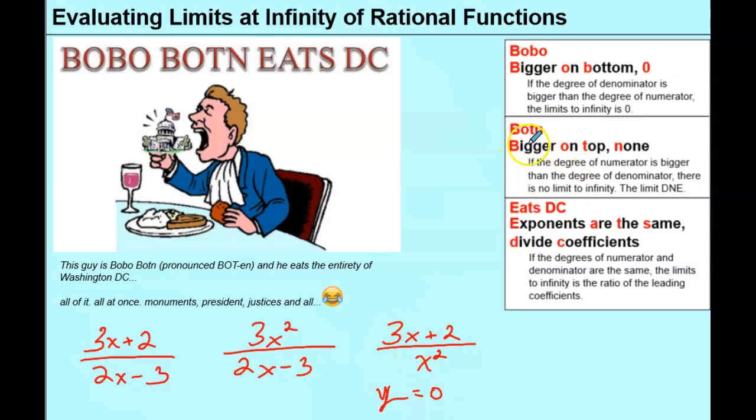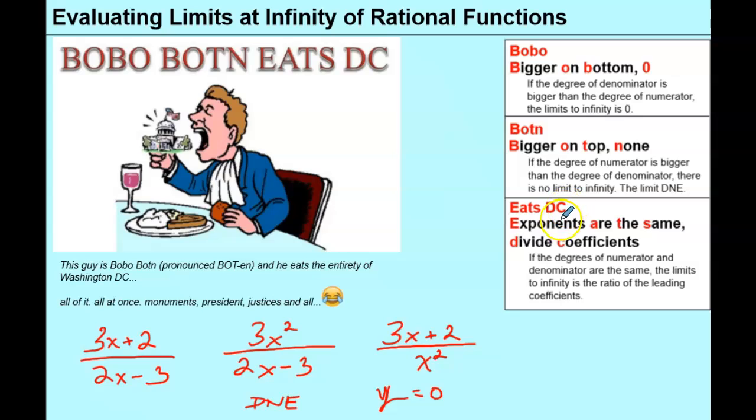Okay, then BOTN, bigger on top none. If the degree of the numerator is bigger than the degree of the denominator, like in this example, 3x²/(2x - 3), then there is no limit. As x approaches infinity, the limit does not exist. And that would be this example. So does not exist would be our horizontal asymptote and the limit.